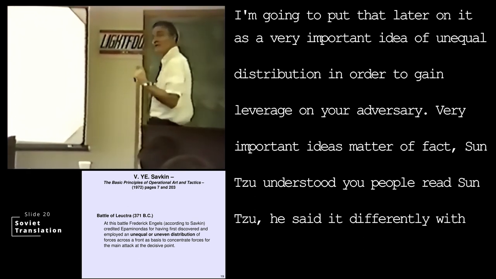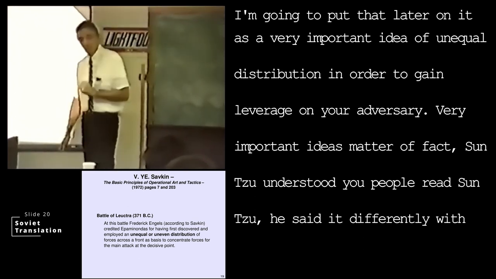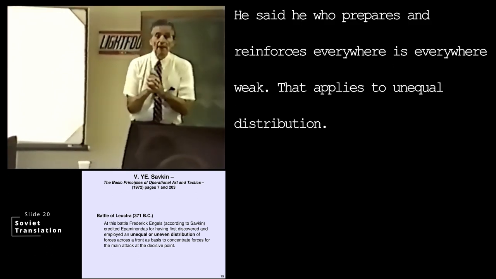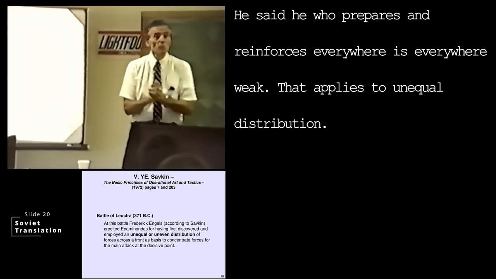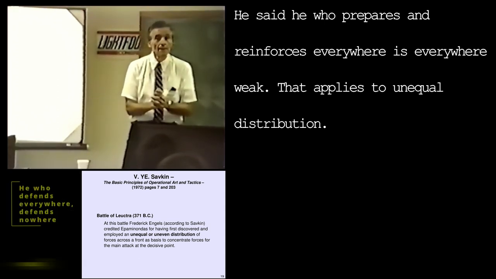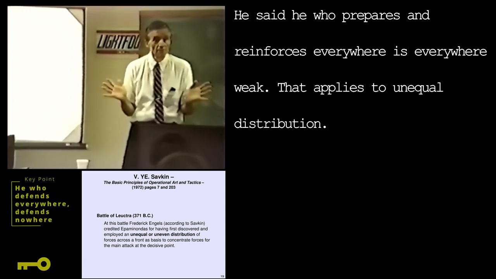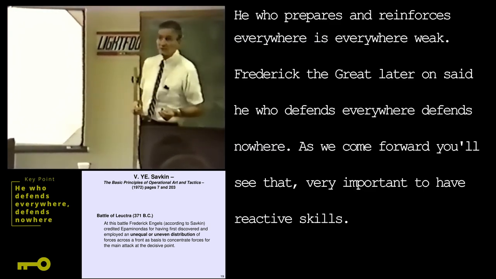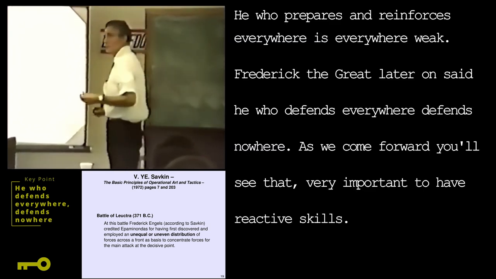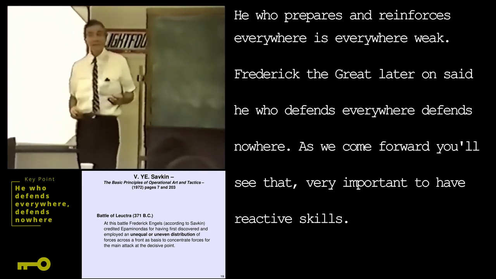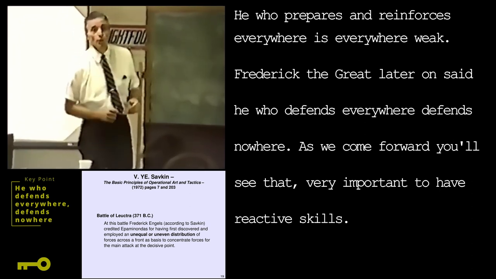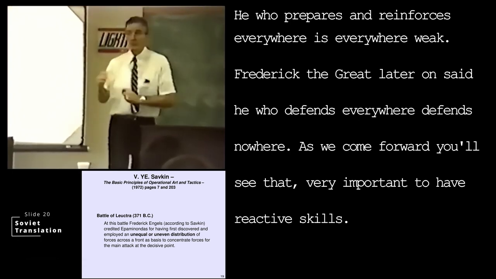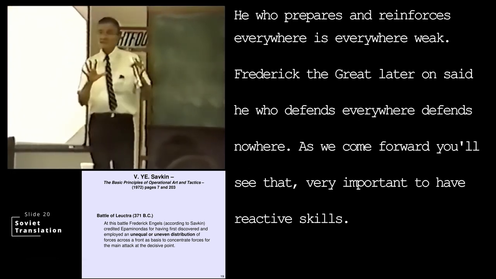Very important idea. As a matter of fact, Sun Tzu understood it. Few people read Sun Tzu. He said it differently, but the same idea. He said, he who prepares and reinforces everywhere is everywhere weak. That implies unequal distribution. Frederick the Great later on said, he who defends everywhere defends nowhere. When we come forward, you'll see that. Very important in your activities.